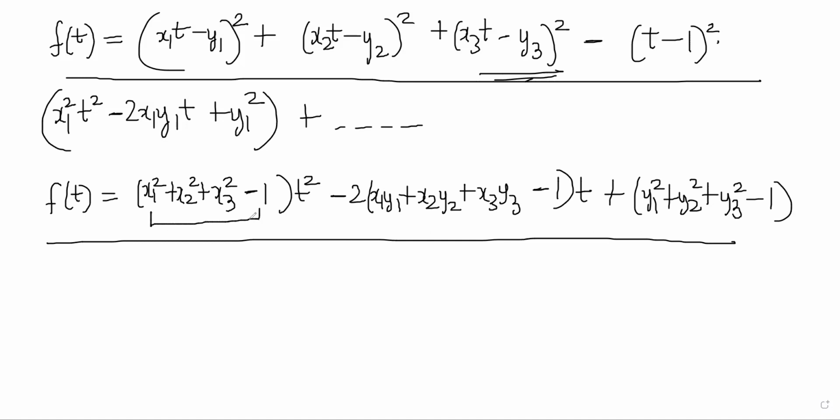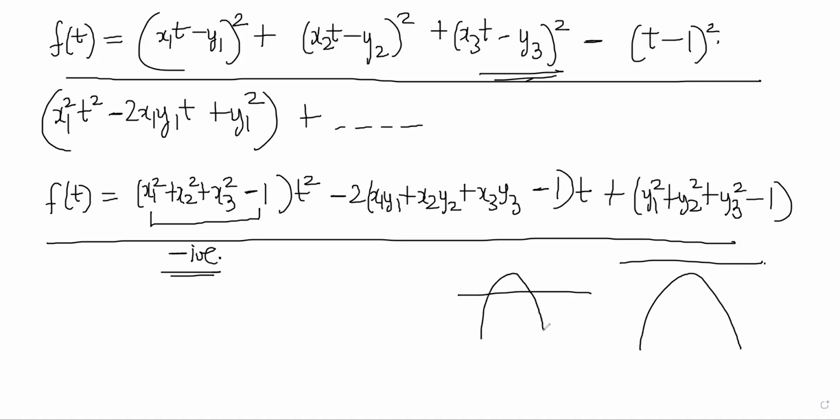We know that the first coefficient is negative. This is case 2 where x1 square plus x2 square plus x3 square was less than 1. So if it is negative, the parabola opens downward like this, right? Now there are two cases of this. Either it is a situation like this where the x-axis is here and the parabola has no roots, or it's a situation like this, right? We have to check which situation it is.